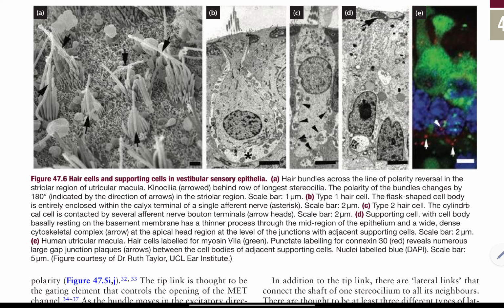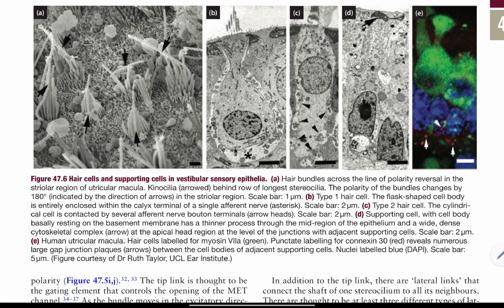B is the type 1 cells. The flask shaped cell body is entirely enclosed within the calyx terminal of a single afferent nerve, asterisk. Scale bar 2 μm. C. Type 2 hair cells. The cylindrical cell is contacted by several efferent nerve button terminals, arrowheads. Scale bar 2 μm.